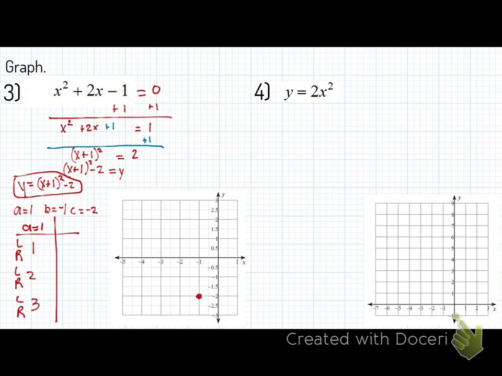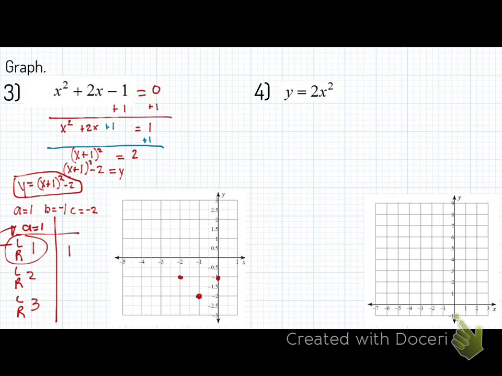Okay, so what's 1 squared, everyone? 1 times our a is? 1. Good. So we're going to put a 1 here. That means starting on my vertex, if I go left 1, I'm going to go up 1. And if I go right 1, I'm going to go up 1.